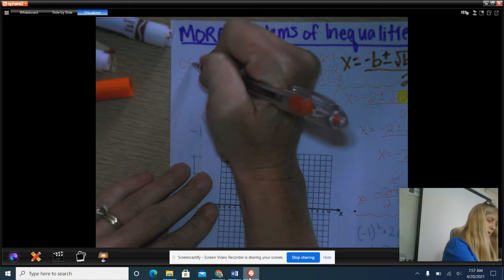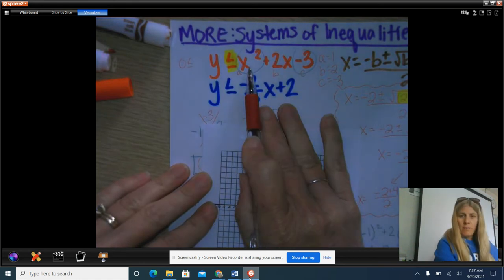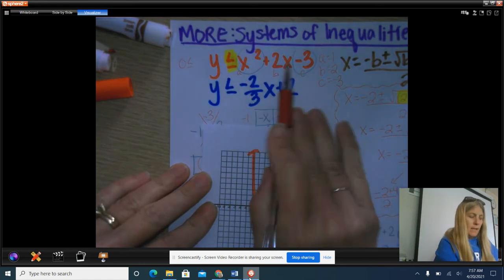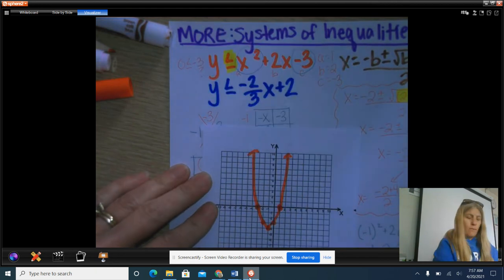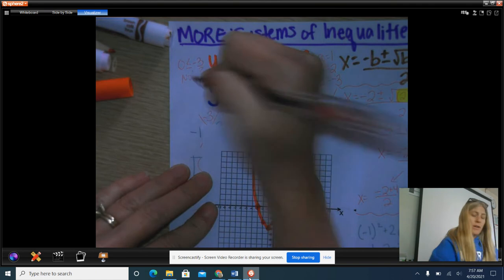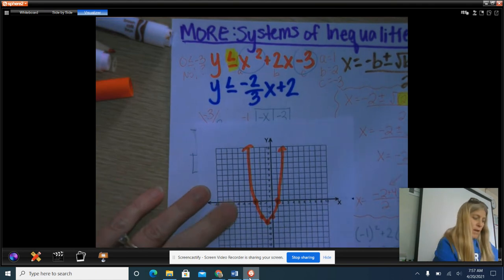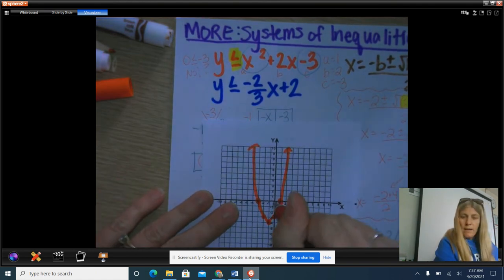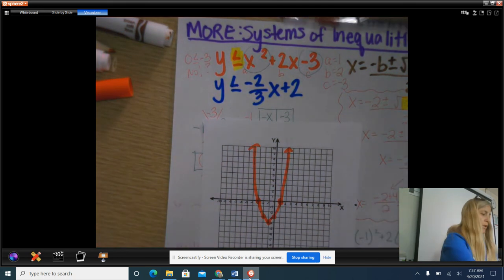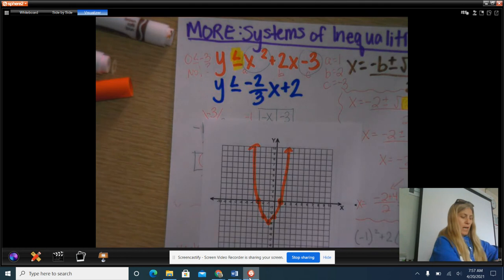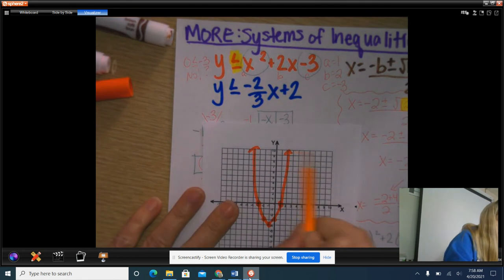So is 0 less than or equal to? 0 squared is 0, plus 0 minus 3 is -3. Is 0 less than -3? My answer, of course, is no. 0 is greater than -3. So that means that this point made a false statement, so it should not be shaded. So we're going to go ahead and we are going to shade outside our parabola.